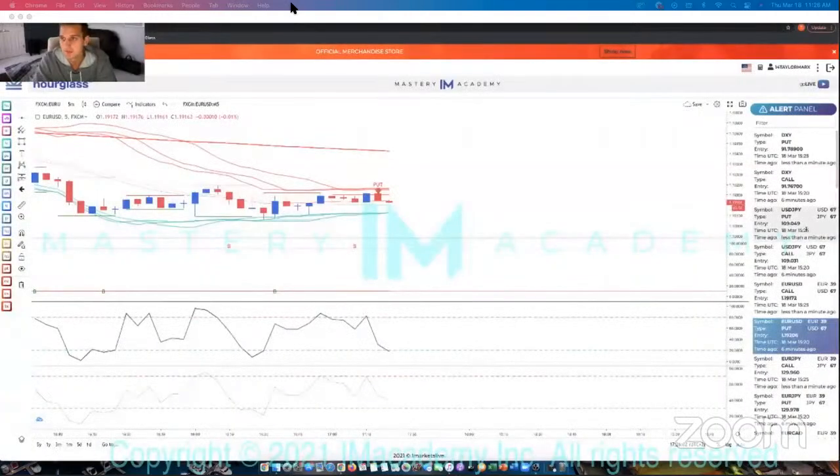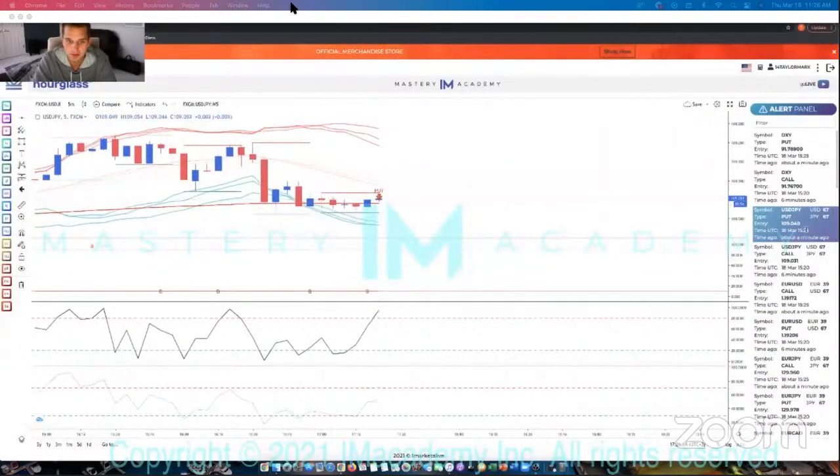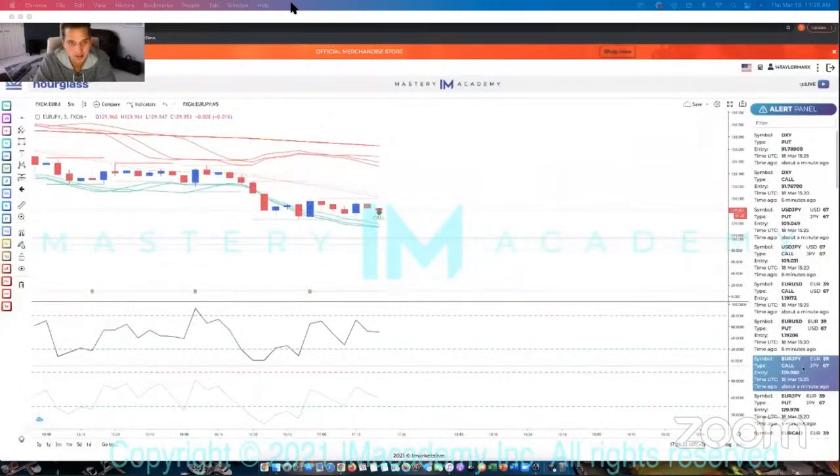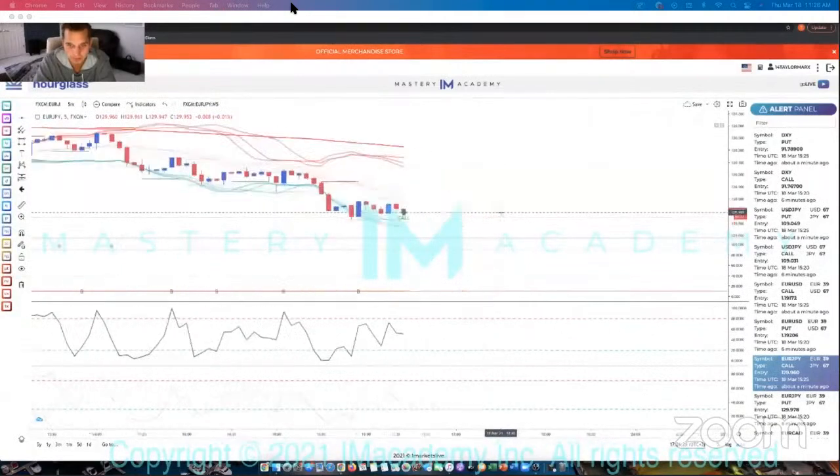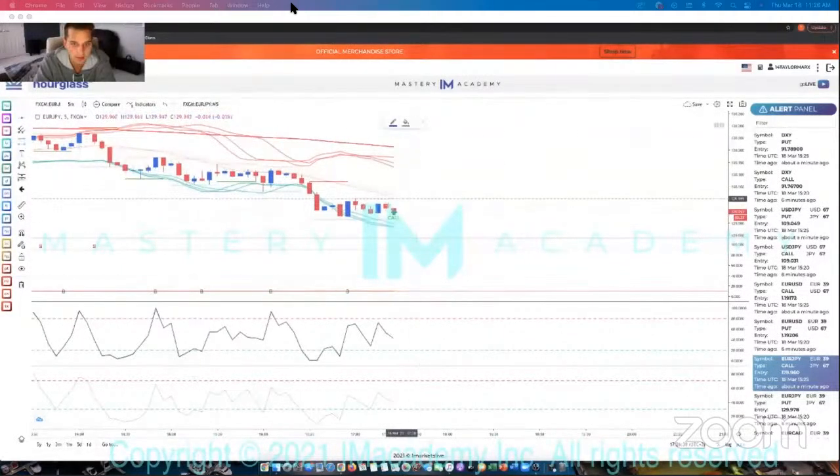Let's see. I know setups are about a minute late, but we got UJ. I don't really like how UJ is set up right now, but we could check EJ. Personally, I'd like EJ to work up to this area right here, because we have a resistance right there.